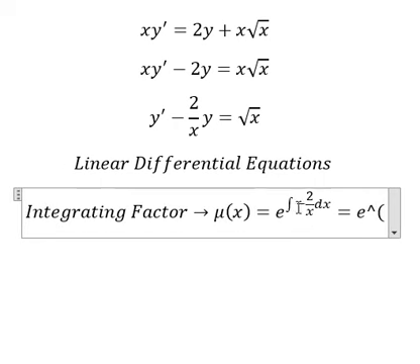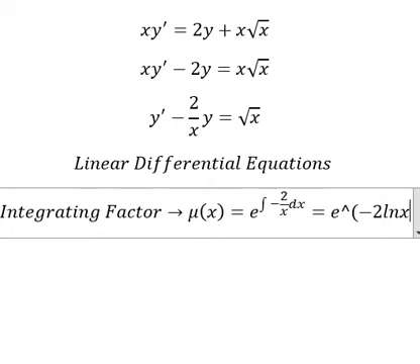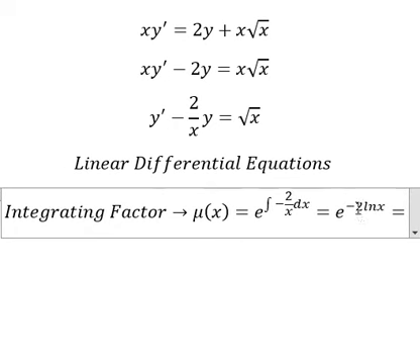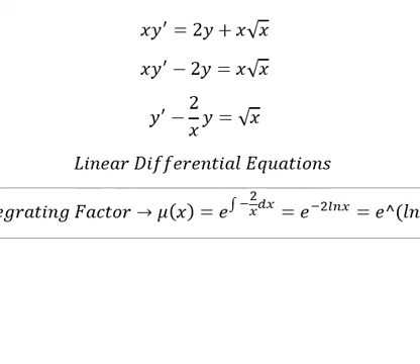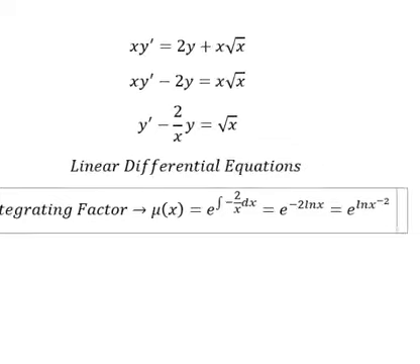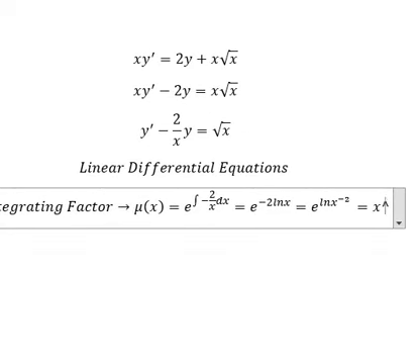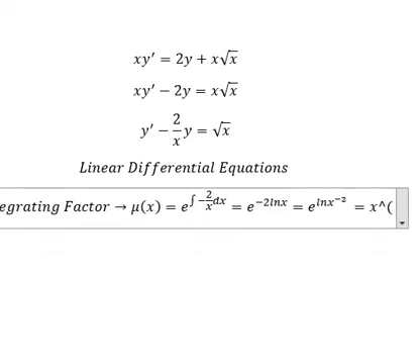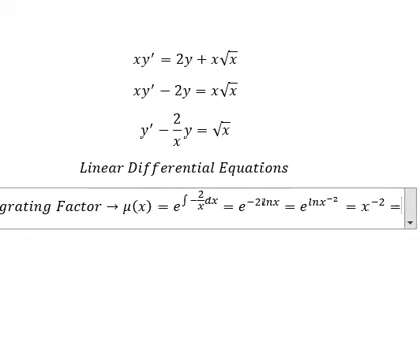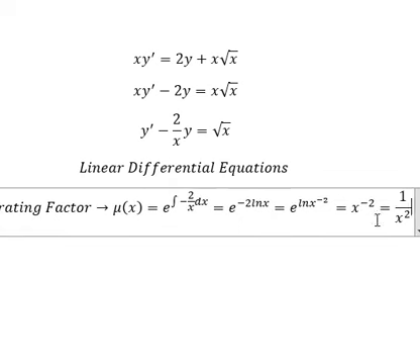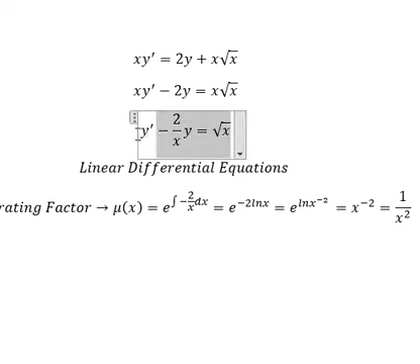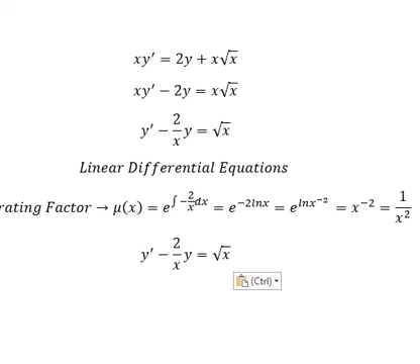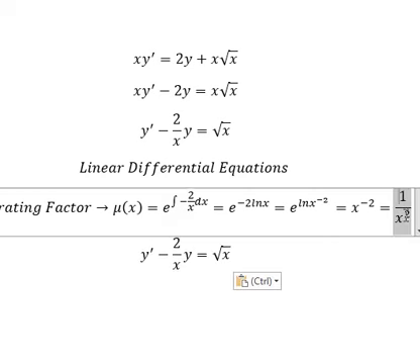The integration of negative 2 over x gives us negative 2 ln x. Later, we put the negative 2 inside the natural log here, and this one we have x to the power of negative 2, and we have 1 over x squared. So this one we need to multiply both sides by this.